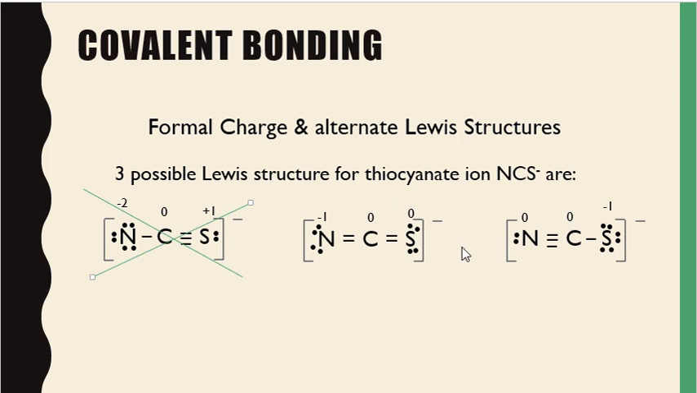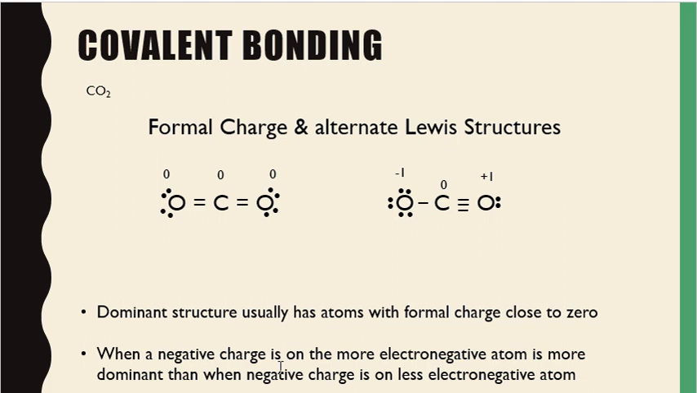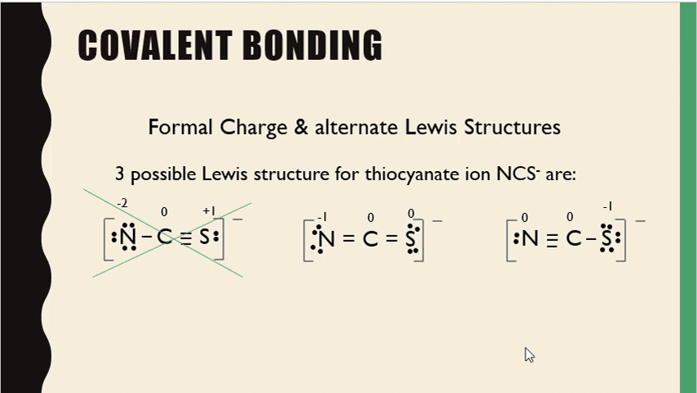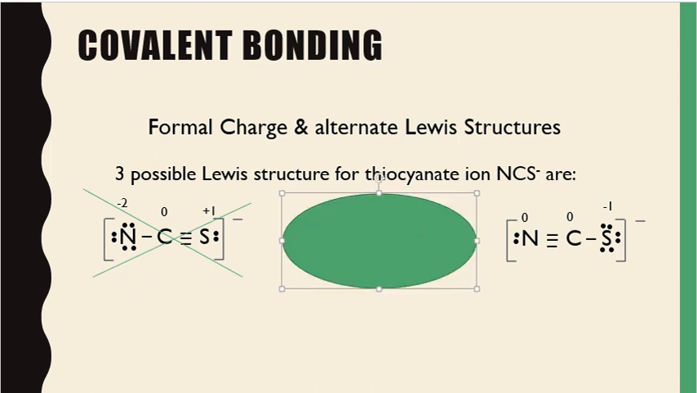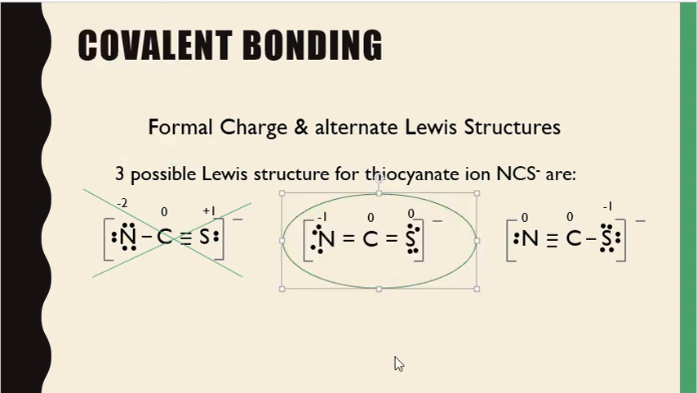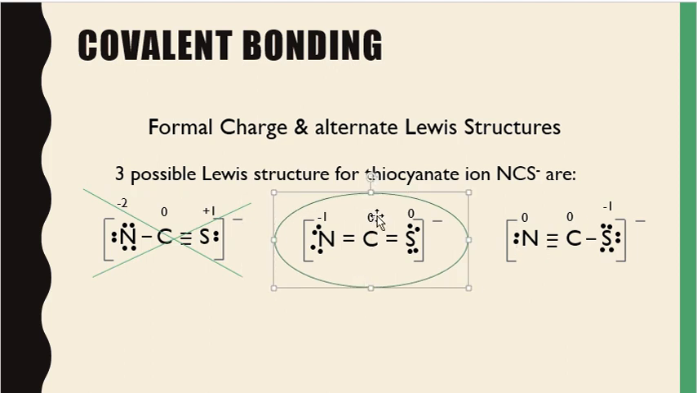But if you look at these ones, the only difference is the sulfur has the -1 or the nitrogen has the -1. So what we have to remember is that we want the negative charge on the more electronegative atom. Well, it turns out our more electronegative atom is going to be nitrogen. Okay, so we want the nitrogen to have the negative charge. So this is going to be our answer, our most dominant molecule. That doesn't mean this one doesn't exist. This one is just much more likely and we'll have much more of it.